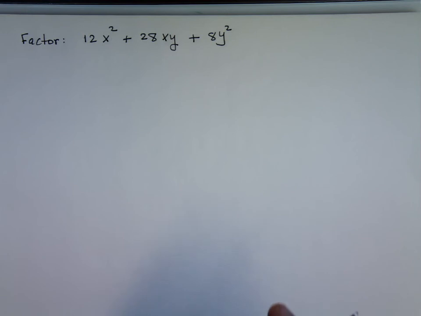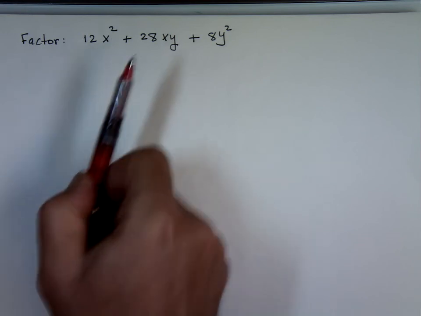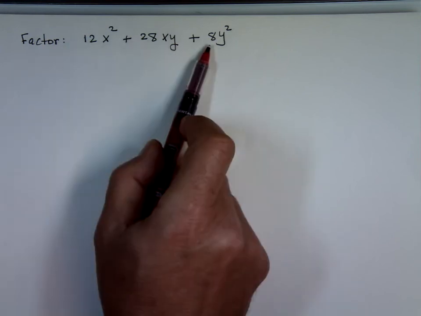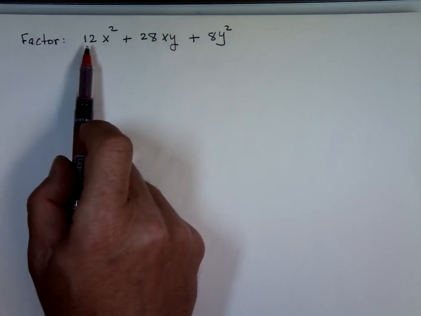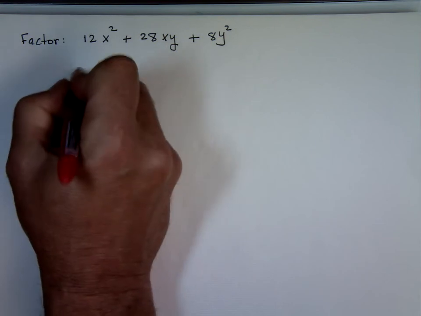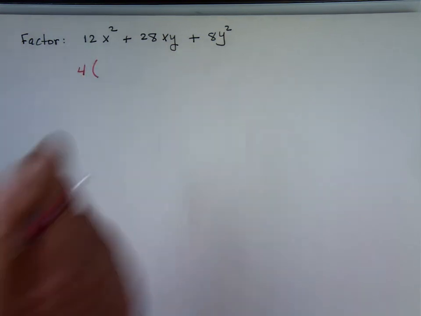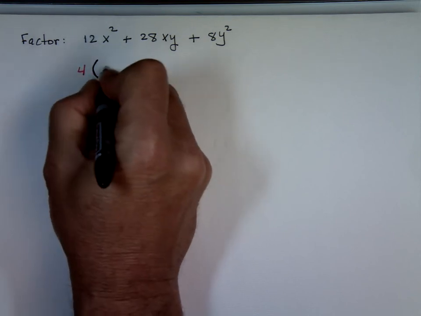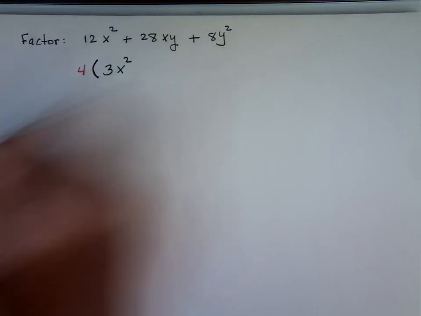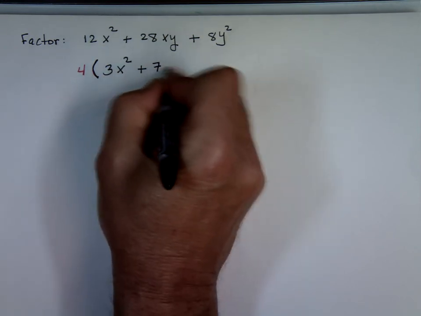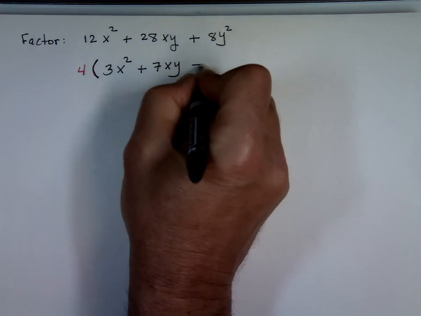Again, the greatest common factor for 12, 28, and 8. Notice all three numbers are divisible by 4. 4 is the largest number that we can divide the 12 by, the 28 by, and the 8 by. So if you take a 4 out, what's left? 12 divided by 4, that's 3x squared. 28 divided by 4, that's 7. 8 divided by 4, that's 2y squared.